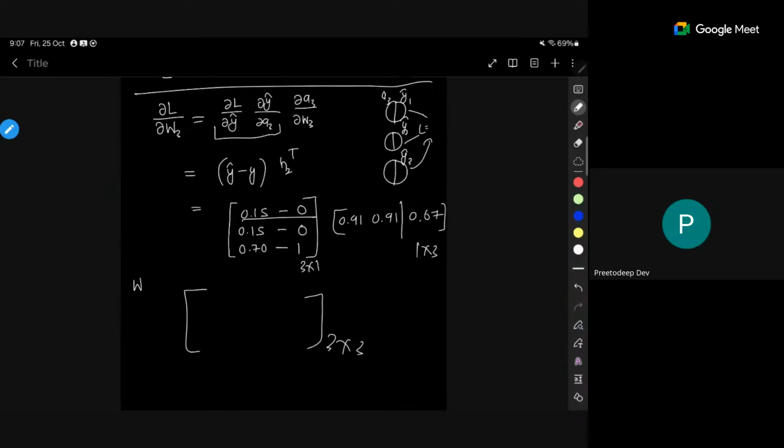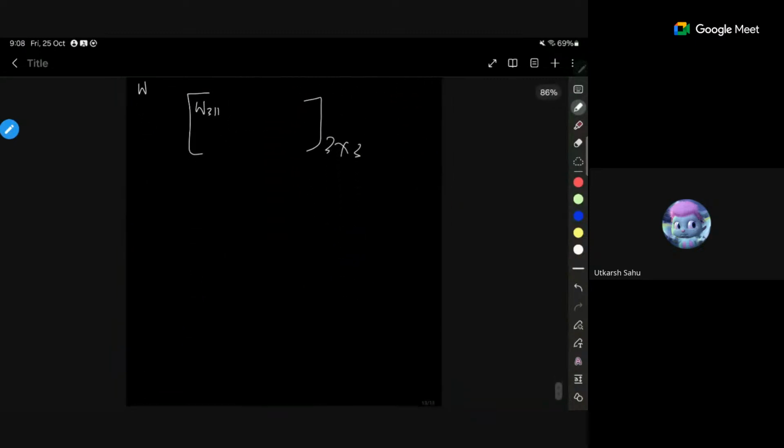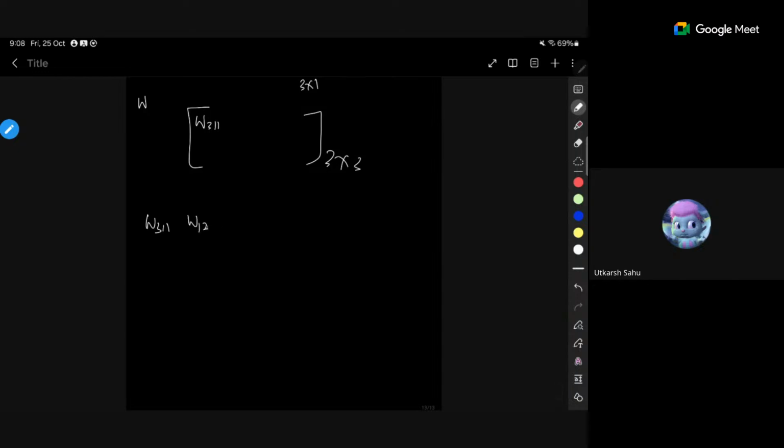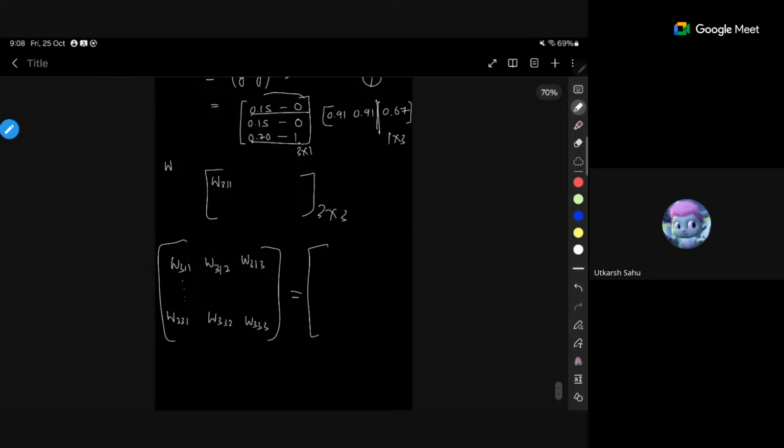1 here, 2 here: first row, second column. Let's say 3, 2. So this guy is going to be W311. I'll just write all of them: W311, W312, W313, and so on, W331, W332, W333. So this is what my matrix is. That's what I'll get here. Let's do it.